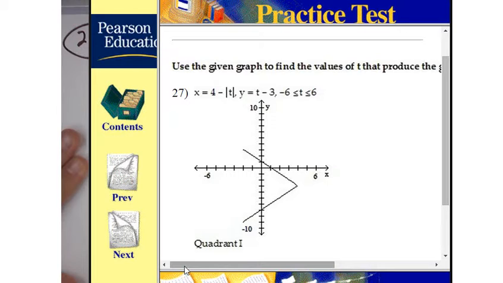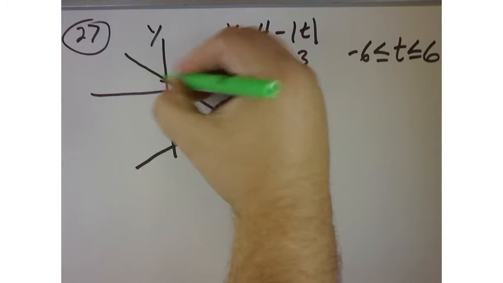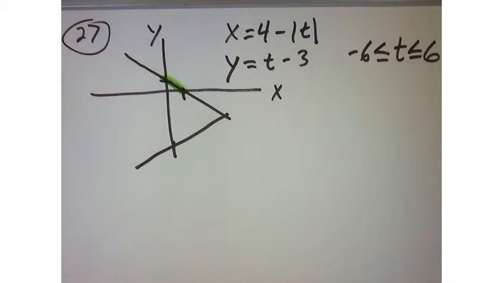We have a parametric equation. X is equal to 4 minus the absolute value of t. Y is equal to t minus 3. And the graph that we see on the screen, t is bound between -6 and +6, and the boundaries are inclusive, right? So what they're looking for is quadrant 1, and so they just want this little section of the line.